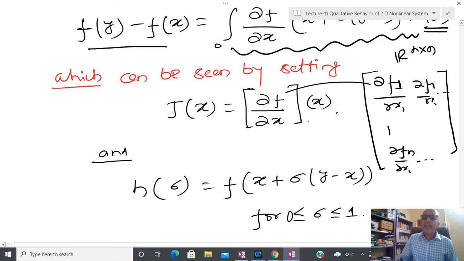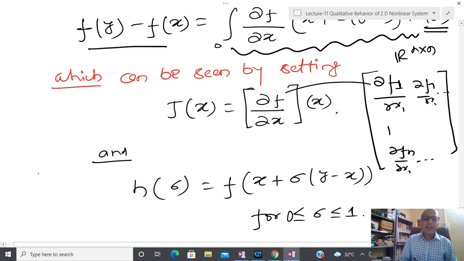So in this way we are defining the Jacobian, and after that I am going to take another function h(σ), and I have defined h(σ) like this: f(x + σ(y − x)). You can see that if σ equals 0, then this gives us f(x). When σ equals 1, you can just substitute here, and that gives f(y).